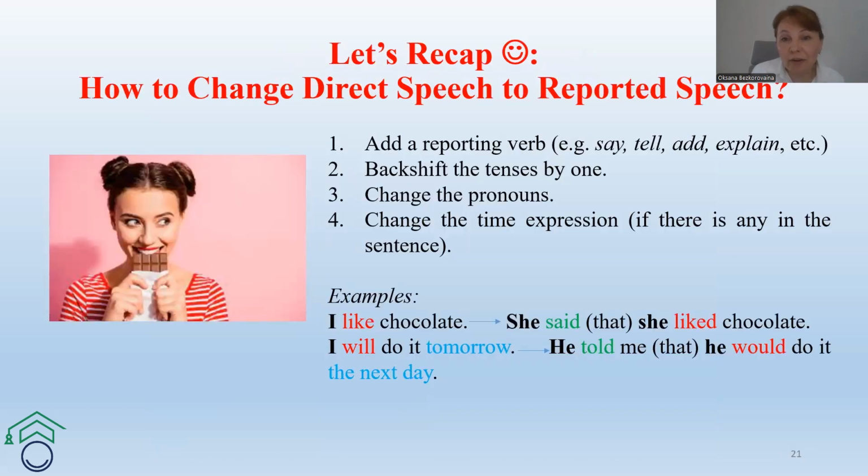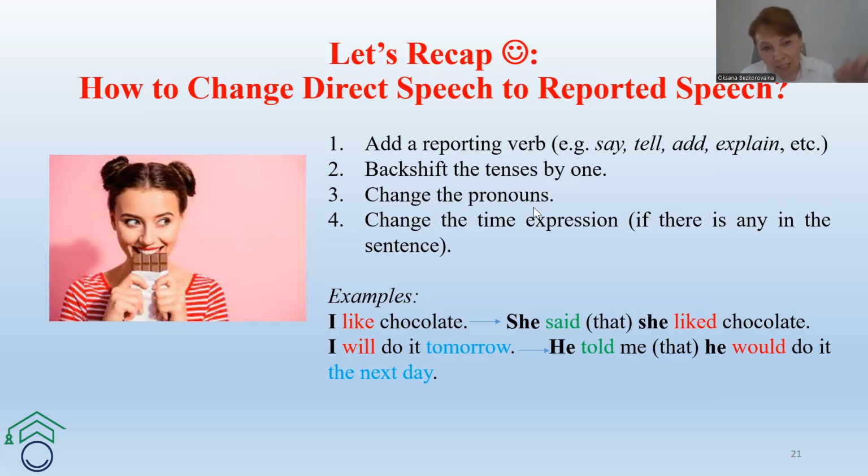How to change direct speech to reported speech. We have to remember 4 steps. The first step is to add a reporting verb or introductory verb: say, tell, add, explain, and so on. Then think about backshifting. Backshift the tenses by one if the introductory verb is in the past. Then we have to change the pronouns.